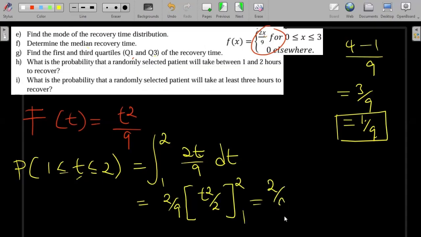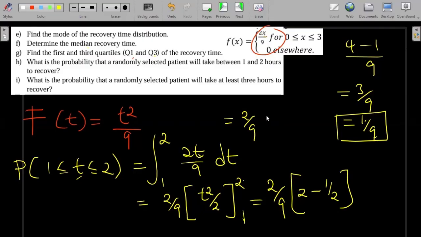So this will be 2 over 9. Okay, and then here it will be t is 2 now. So 2 squared, it will be 4, divided by 2, it will be 2, minus 1 squared over 2, which will just be half. Okay, so this is what I have. So from there, it will be 2 over 9.